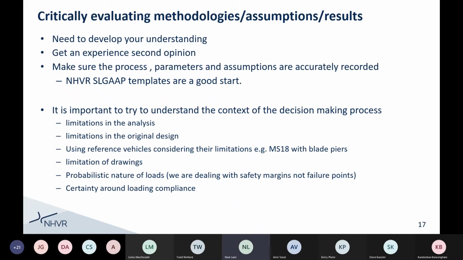Right, so let's talk a little bit about critically evaluating methodologies, assumptions, and results. Now, this is something that will need to evolve over time. We need to be thinking about how we develop our understanding, and engaging with the information is obviously an important first point. And one important way that you can help develop your capability is to think about getting experienced second opinions.